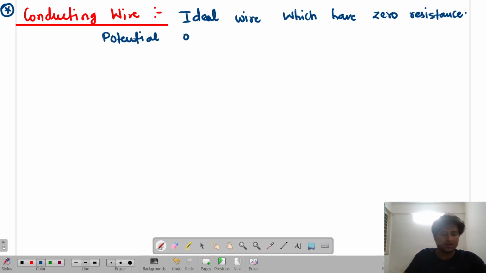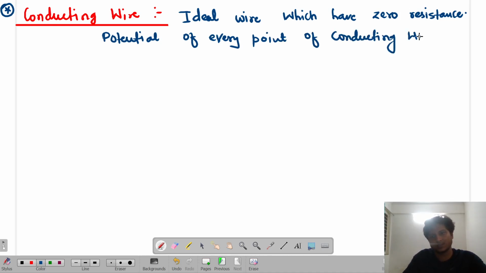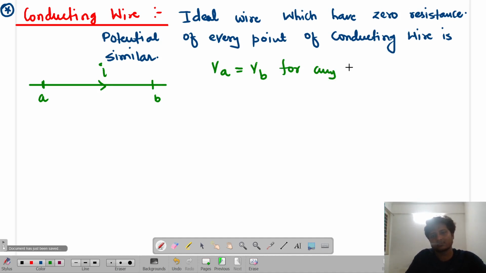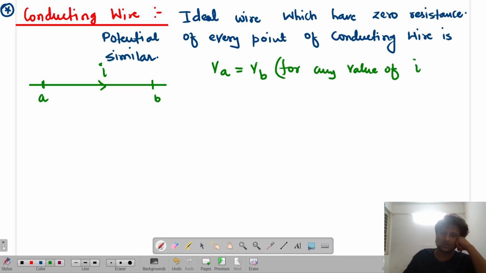So the potential of every point of a conducting wire is similar. Are you able to get me or not? Let's suppose I take any wire, with two points A and B, and some current I going through it. That means VA is exactly equal to VB for any value of I. Got it? Is that clear?